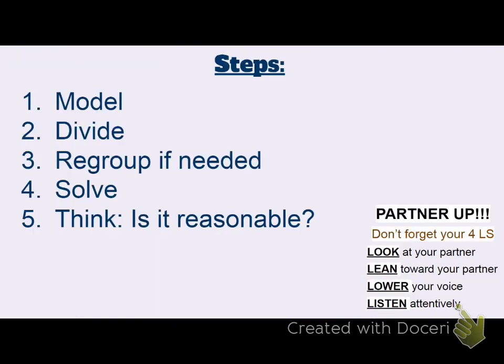As we're looking at making models with division today, the first thing you're going to do is draw your model. You're going to take your total and draw it. After you make that model, you can begin to divide it into equal groups. If we need to regroup, if we need to rename, we can do that to solve. And after we solve, we're going to think, is it reasonable? Does it make sense? Does our drawing, does our model match what they're asking of us?